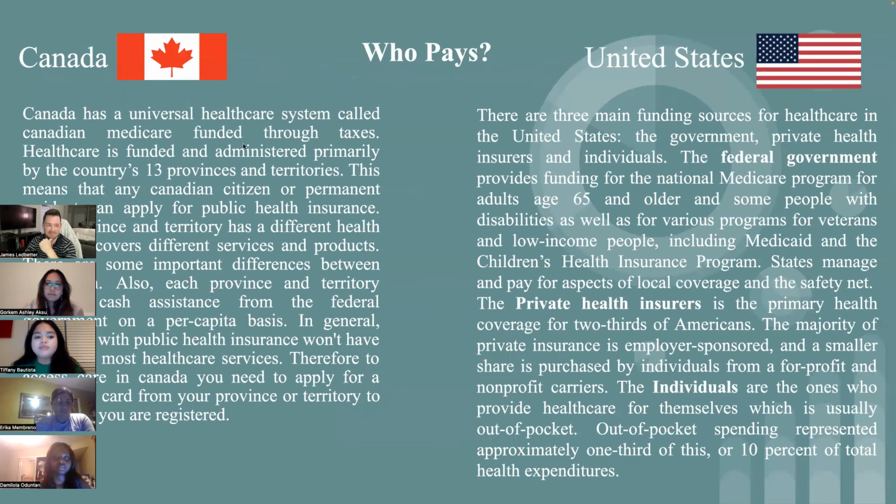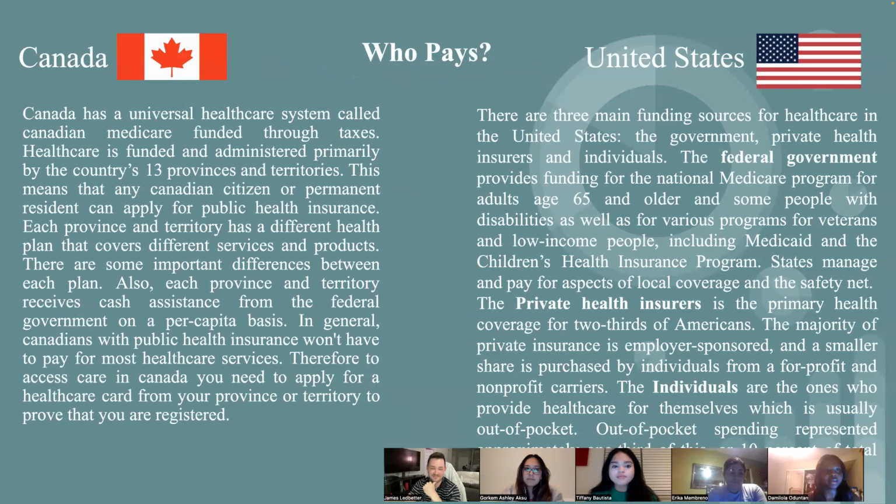I'm going to be talking about who pays, starting with Canada. Canada has a universal healthcare system called Canadian Medicare, funded through taxes. Healthcare is funded and administered primarily by the country's 13 provinces and territories.